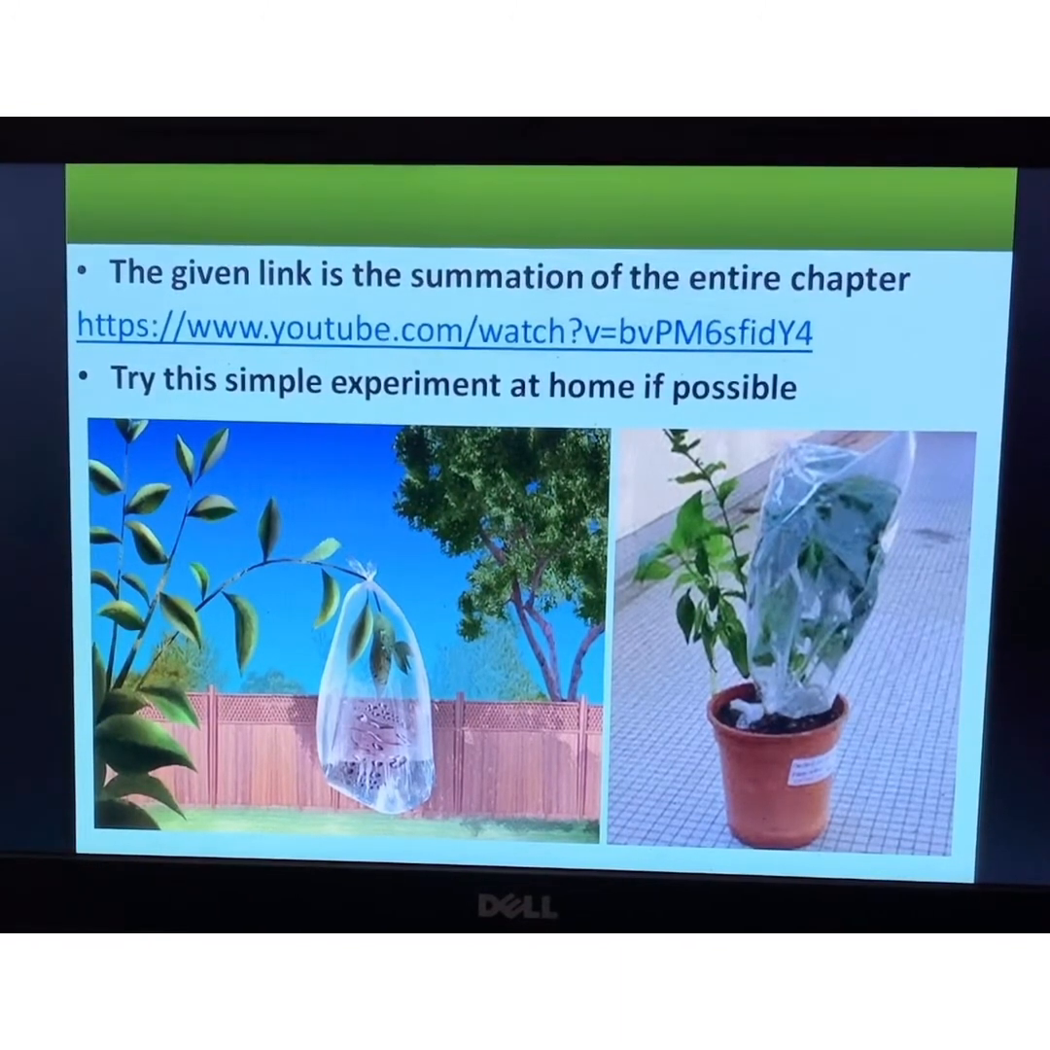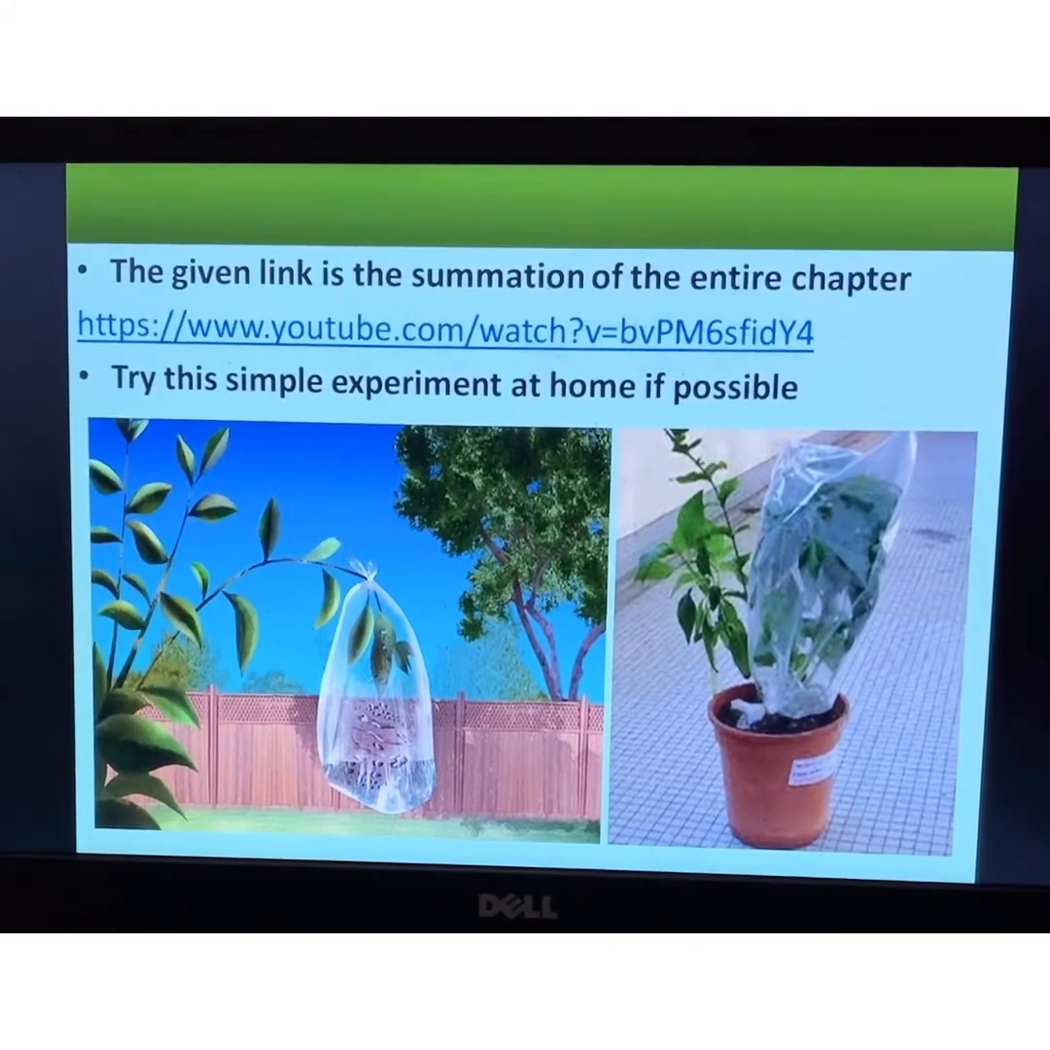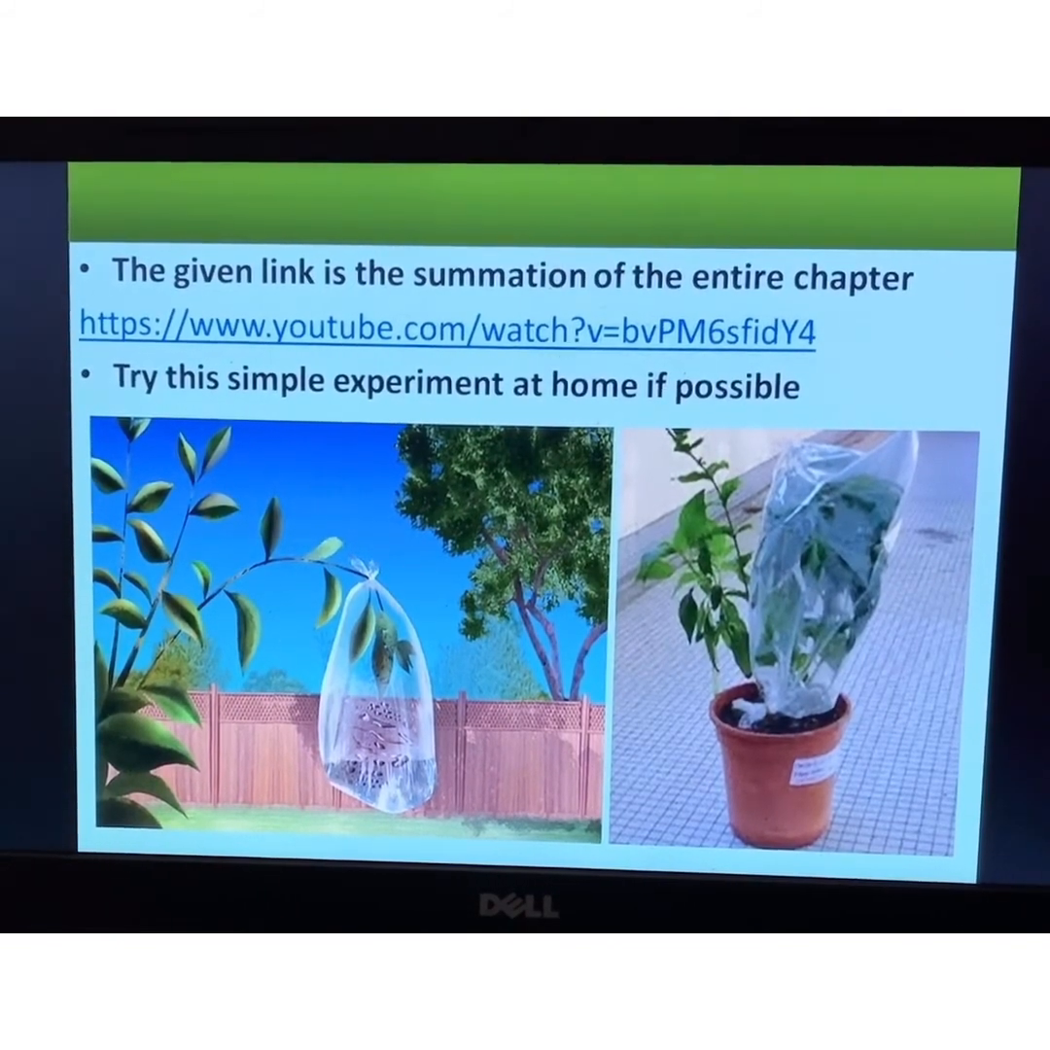Alternately, if you open your refrigerator and see coriander or any leafy vegetable, or even fruits and vegetables, kept in a plastic, you will always find that there is water on the inner side. It is never a dry plastic. That is because of nothing but transpiration that is happening in the plants.